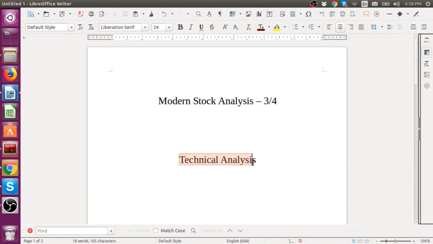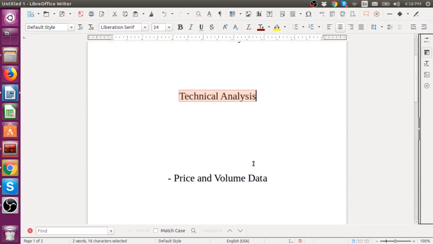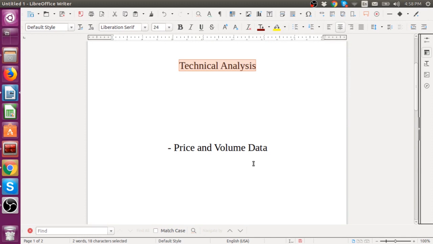So what is technical analysis? Technical analysis is the analysis based on price and volume data. The idea is that all sort of information is already embedded into asset prices. Therefore, it is possible to extract and predict future price movement this way.